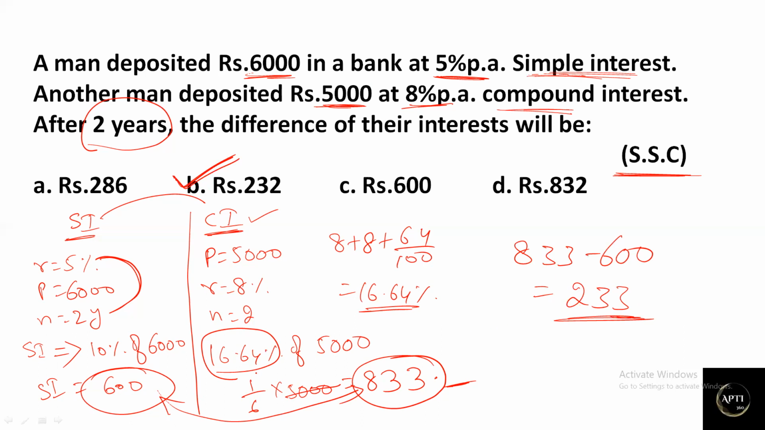Here we considered it as 1 by 6. What is 1 by 6? 16.66. If you observe, here we need to calculate 16.64. We are calculating 16.66. For sure our answer will be very slightly greater than the exact value. So that's the reason we got one more.